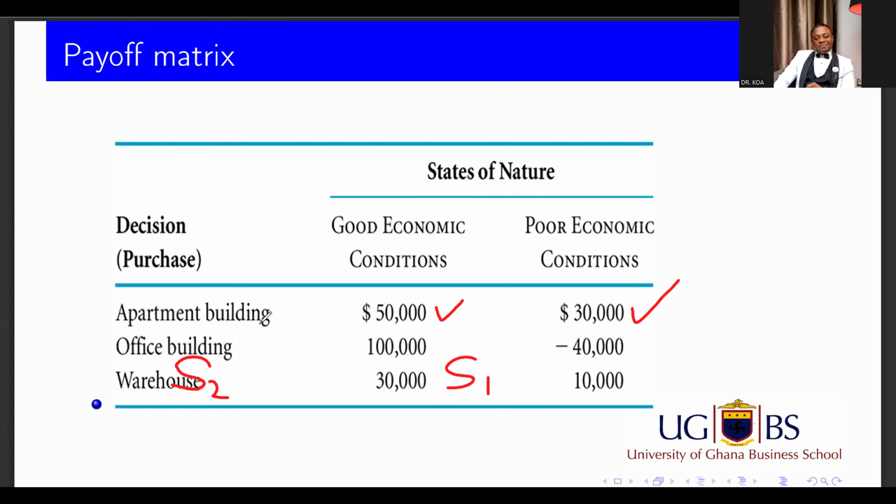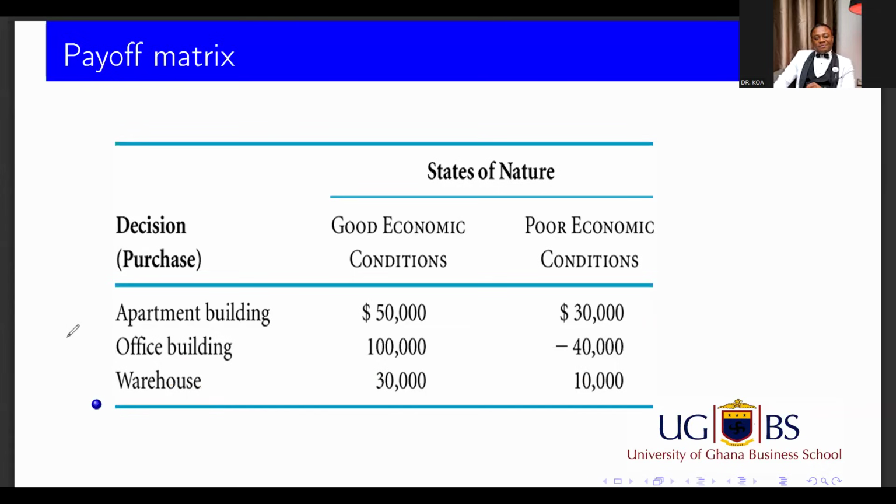If Kofi goes for office building and the economic condition is good, he will get $100,000. But if it is poor, he will get negative $40,000. If he goes for warehouse and the economic condition happens to be good, he will get $30,000. But if it is bad, $10,000. So these are the different decision alternatives in the different states of nature and the profits or payoffs. The question is, which one will Kofi Wayo go for?